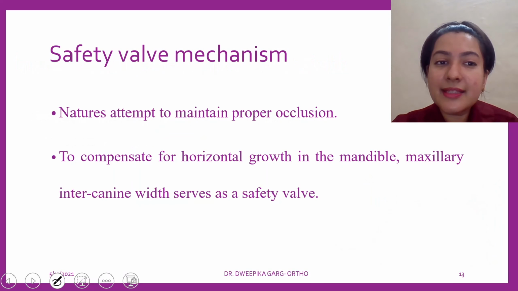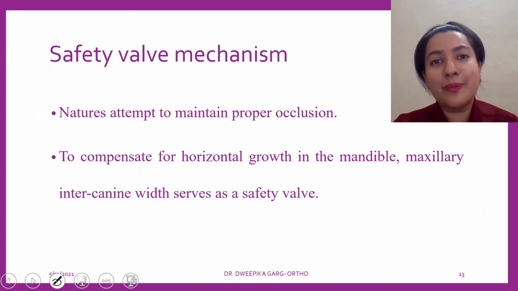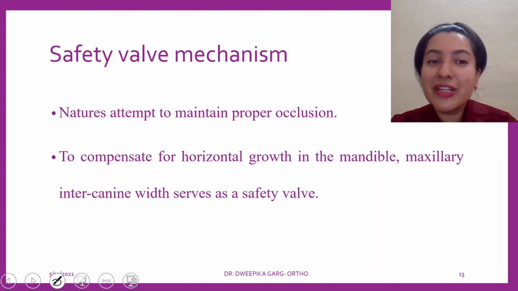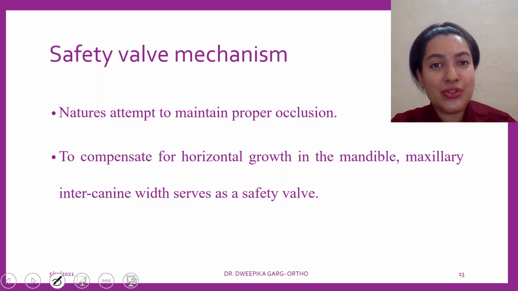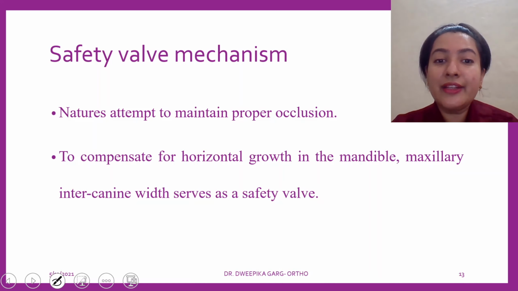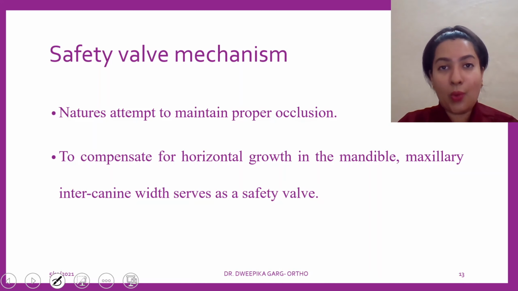Safety valve mechanism is nature's attempt to maintain proper occlusion. We try whatever we can do, but not everything is possible in our hands. There are some things which we have left to nature, and one thing nature does is to maintain proper occlusion. Now let us see how. To compensate for the horizontal growth in the mandible, maxillary intercanine width serves as a safety valve.